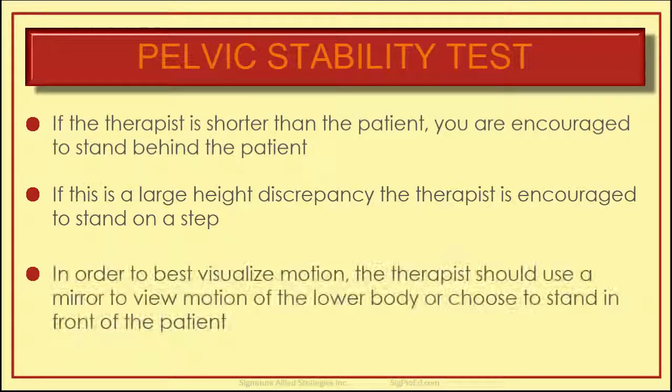In order to best visualize the motion, the therapist should use a mirror, or if a mirror is not available, choose to stand in front of the patient if it's appropriate, to be able to visualize motion of the lower body, because some people don't have great tactile perception yet, and they will not be able to feel subtleties in movement, but you can sure see them. So use your mirror or choose to stand in front of the patient when you're performing the test so that you can actually see where you are engaging your force to determine whether there is motion there. It either moves and then it's a positive test and they are unstable there, or it doesn't move and they are not unstable and therefore do not need to be treated at that area.